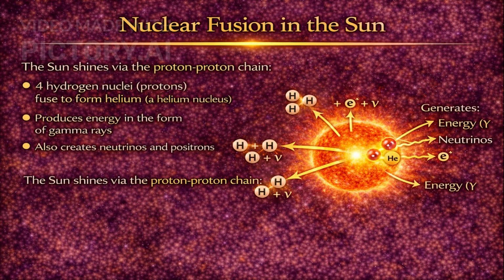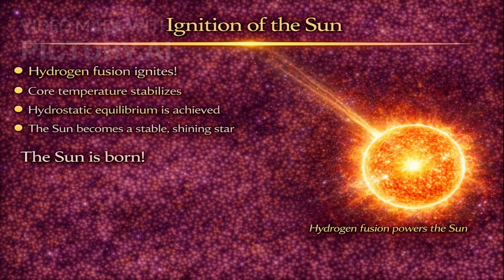The Sun shines through the proton-proton chain, where hydrogen nuclei fuse to form helium, releasing energy as gamma rays, neutrinos, and positrons. This process powers the Sun's brilliance. Hydrogen fusion ignites, stabilizing the core temperature and achieving hydrostatic equilibrium. The Sun becomes a stable, shining star, marking its birth in the cosmos.